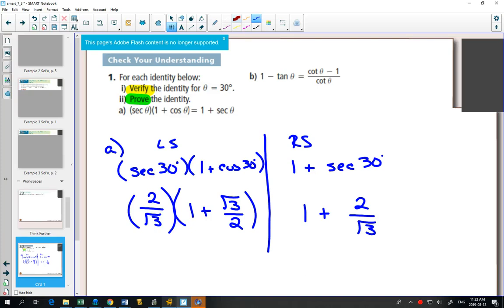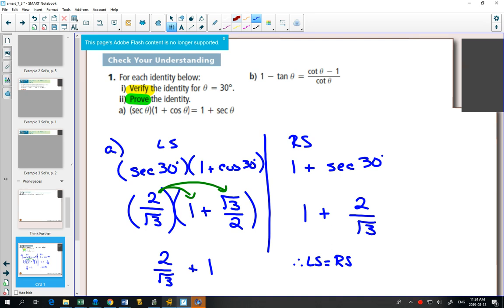In this case, if I distribute my left-hand side, can you see that 2 over root 3 times 1 is 2 over root 3? And 2 over root 3 times root 3 over 2, can you see that the 2's would simplify, the root 3's would simplify, and you'd just be left with 1. And so simplifying on the left side and simplifying on the right side, once they're the same, you have verified it. And you can say, therefore, the left side is equal to the right side.